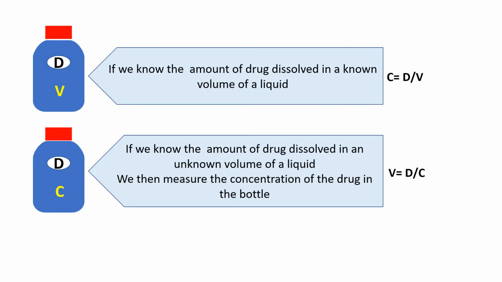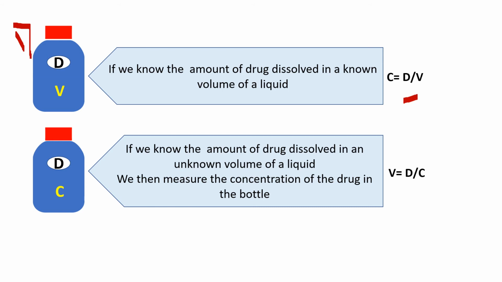Here we have two situations. The first situation is fairly simple. This is the bottle, and we have a volume V. If you know the amount of drug dissolved in a known volume of liquid, then the concentration of the drug in that bottle is simply the amount of drug dissolved divided by the volume. Suppose we have 20 milligrams and the volume is 100 ml. So the concentration is 20 divided by 100. That is quite simple.